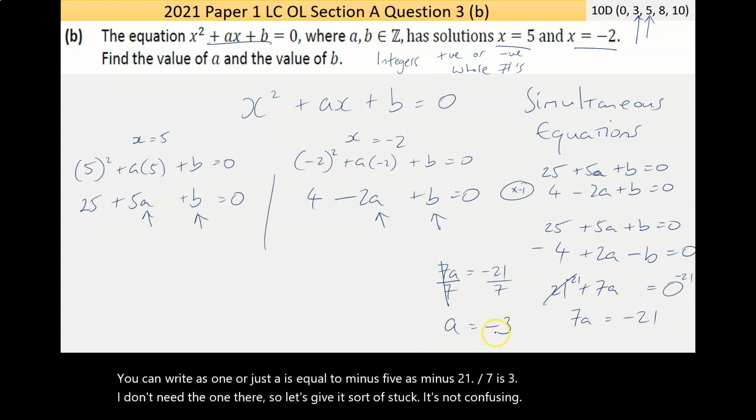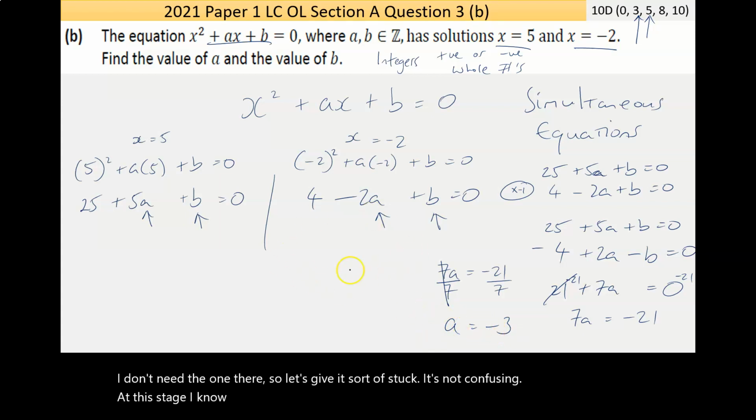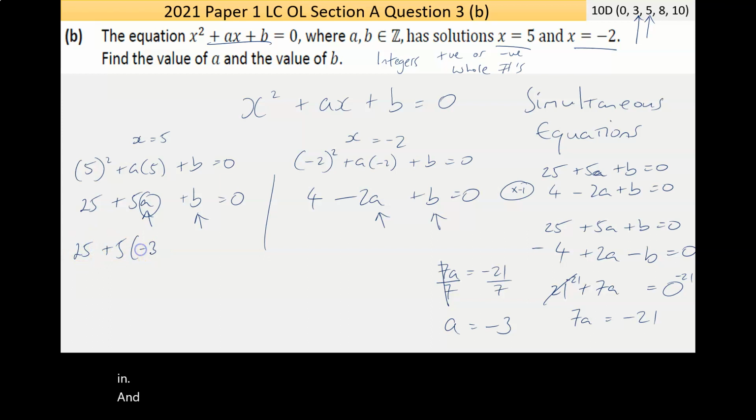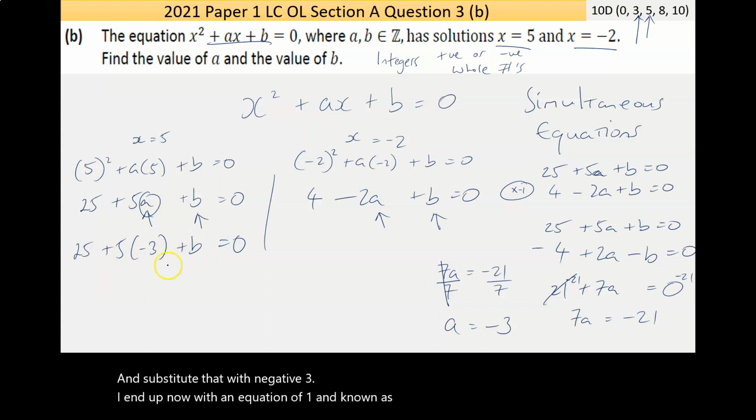Now, at this stage, I know what a is. So I can go back to any of the equations here. And maybe this mightn't be the best one to use, but look, let's use it. It doesn't matter. And I now know what a is. So if I put it in and substitute that with negative 3, I end up now with an equation of one unknown. And it's the other unknown, b.